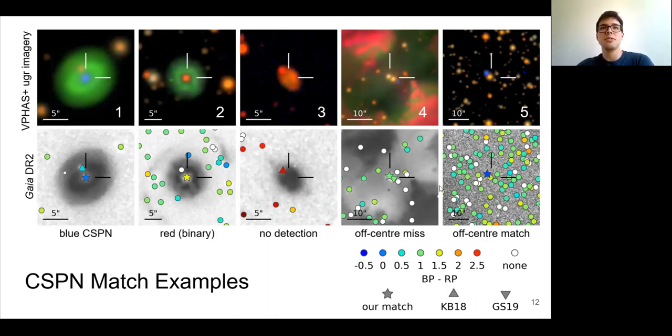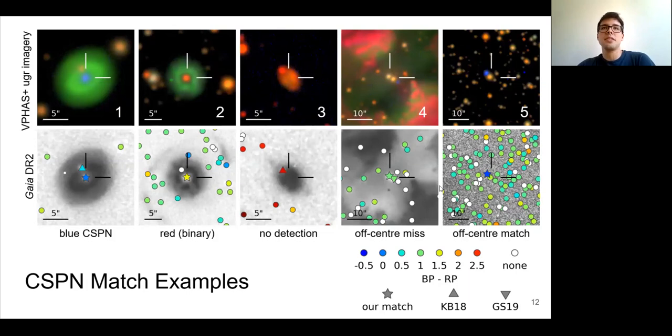In case 3, Gaia hasn't detected a central star, and it's not visible in the ground-based imagery either. But there is another nearby star, which other works had previously incorrectly identified as the central star, but we're able to reject it both because of its positional offset and its very red color.